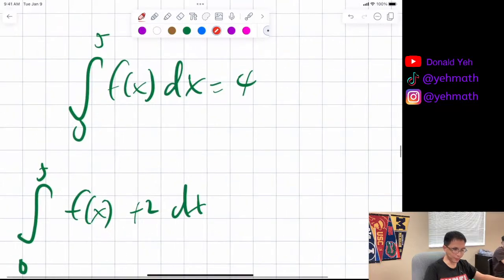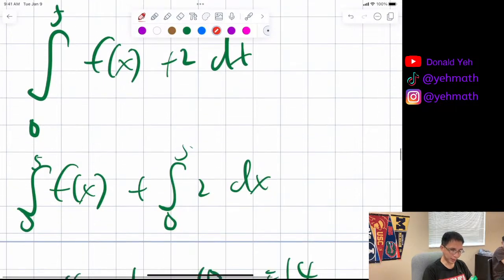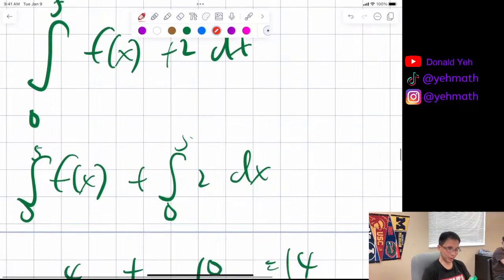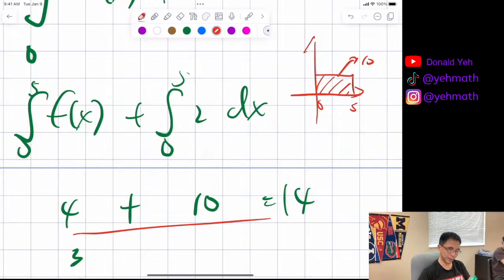If the integral from 0 to 5 of f(x) is equal to 4, and they ask for the integral from 0 to 5 of f(x) plus 2, basically you're going to break it up into two integrals. If you break it up, the integral from 0 to 5 of f(x), they already told you, is equal to 4. And the integral from 0 to 5 of 2 is going to be a horizontal line at 2 between 0 and 5, so that's equal to 10. So the area is 4 plus 10, equal to 14. Does that make sense for 49? Is that okay? Yeah. Okay. Next question.